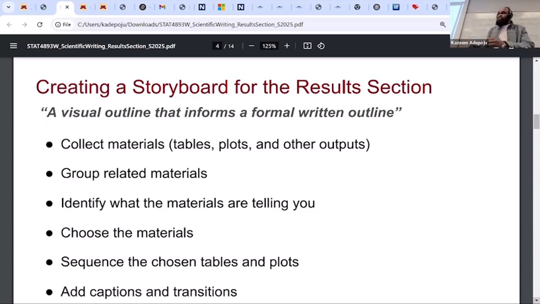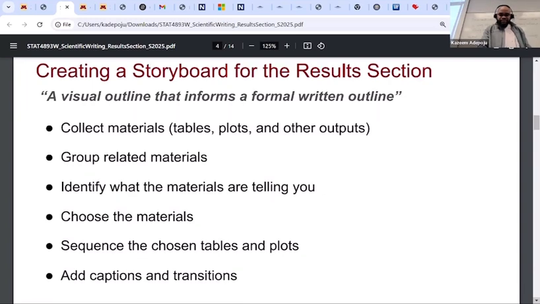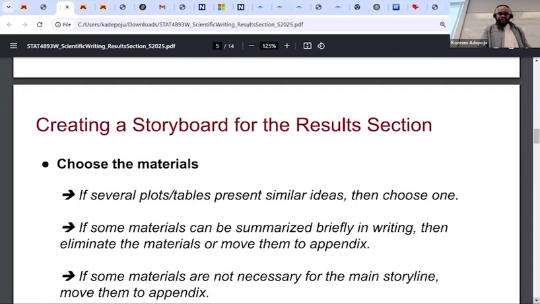We don't just put them in our report. We really want to be able to tell a story about the reason, about what kind of information they are passing across. So choosing materials, sequencing the chosen tables and plots, then adding captions and transitions. Okay, so I'm just trying to tell you that.